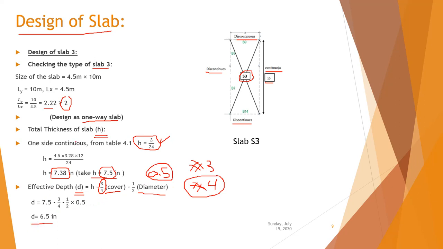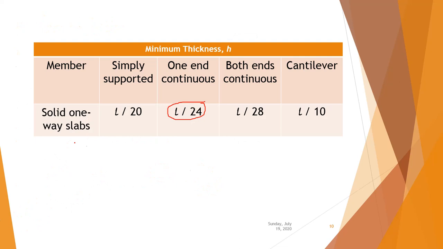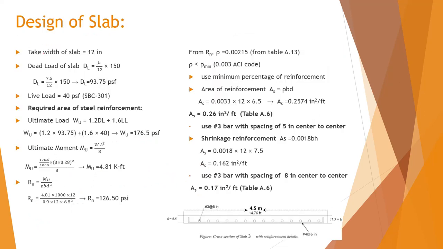So the first thing is you find h, the second thing is you find d. Now it is clear. After that you have to assume the width of the slab. So we can assume it as 12 inches.